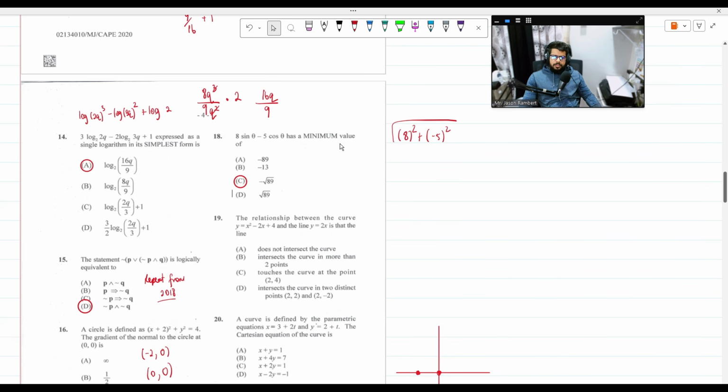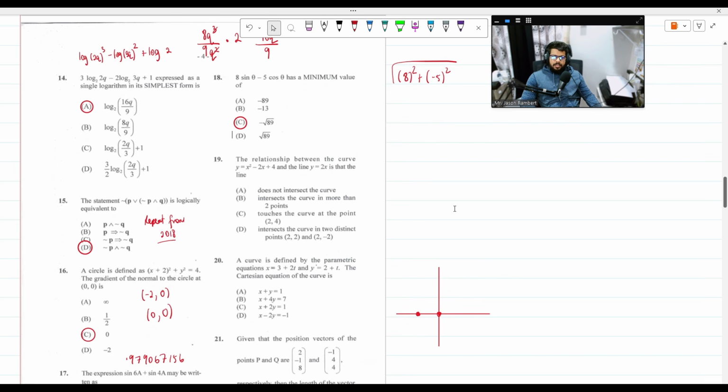The relationship between the curve and the line is that the line... Well, I'm just going to solve this simultaneously because trying to logic out A, B, C, and D is going to be really taxing on my brain. If y is equal to 2x, then 2x is x squared minus 2x plus 4. So x squared minus 4x plus 4 is equal to 0. This is a perfect square. This is x minus 2 all squared is equal to 0. And I get one answer. x is equal to 2.